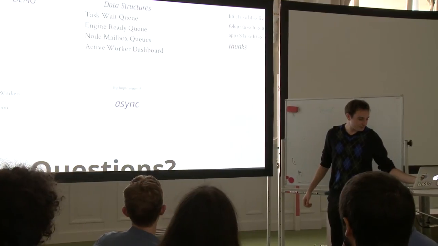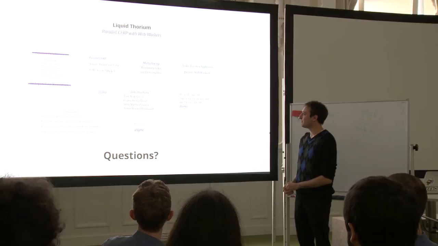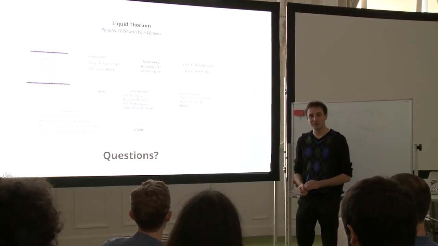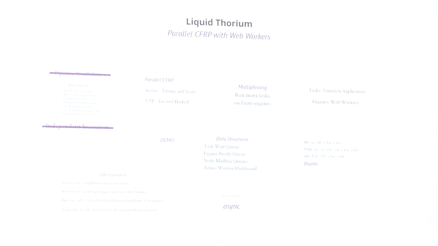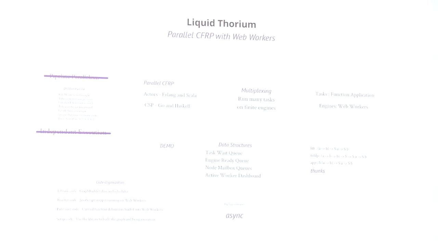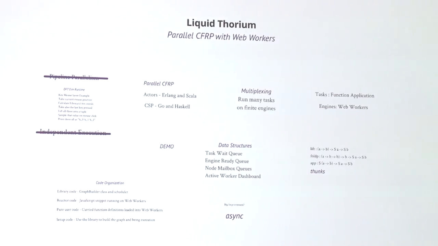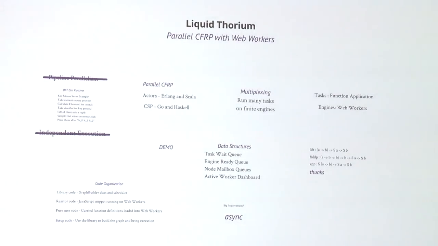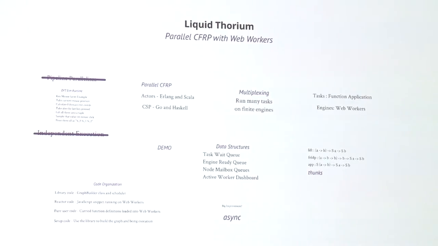So that's what I have to say about Liquid Thorium. I guess the roadmap is to keep writing it from scratch a couple more times and keep improving it. I know there's a lot of ways I can fix bugs, and it's in a good spot right now, but can always be better. And then hopefully maybe have it influence the way the Elm scheduler works, or potentially just be an alternate backend for the JavaScript.